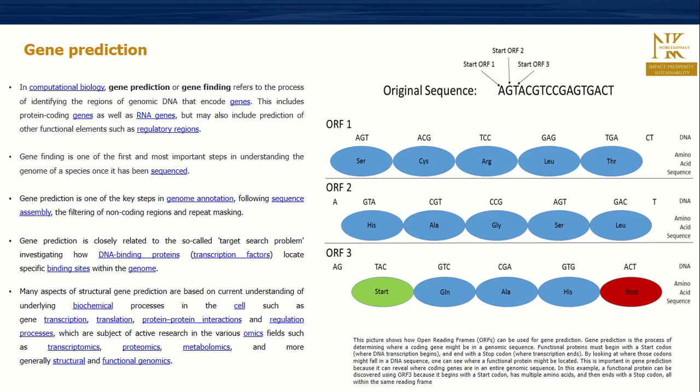So following sequence assembly, the filtering of non-coding regions, and repeat masking. So it is closely related to target search problem. And many aspects of structural gene predictions are based on correct understanding of underlying biochemical processes in the cells.